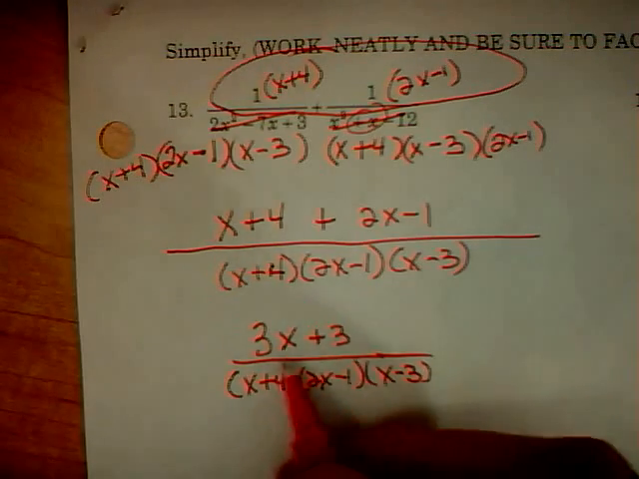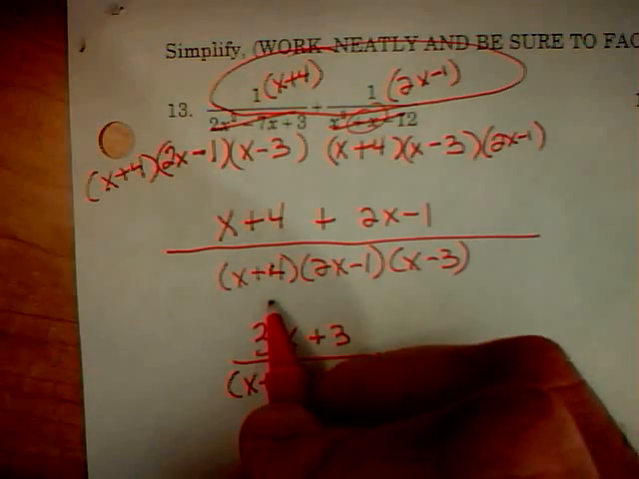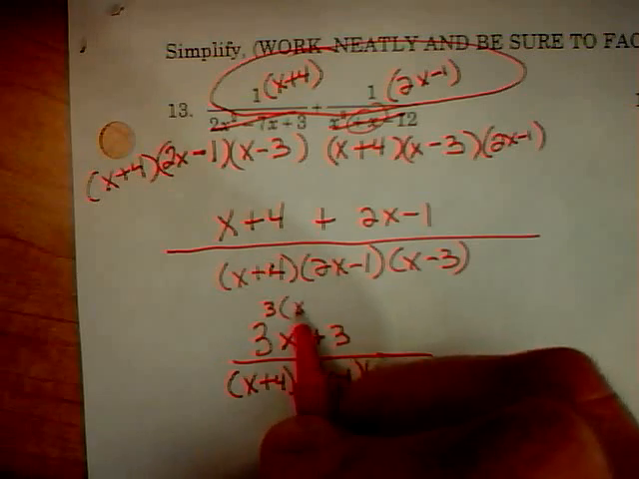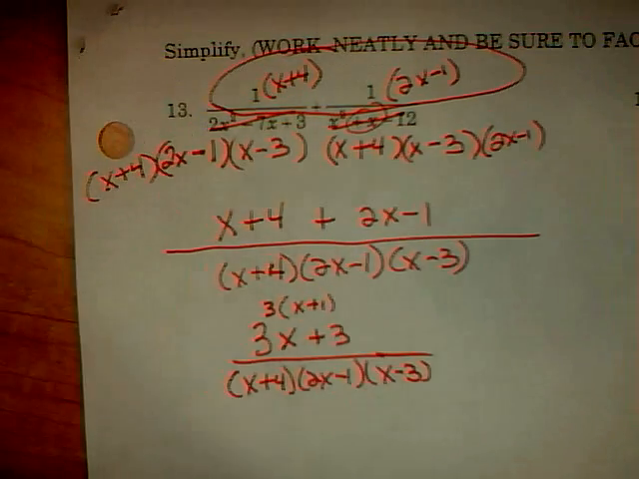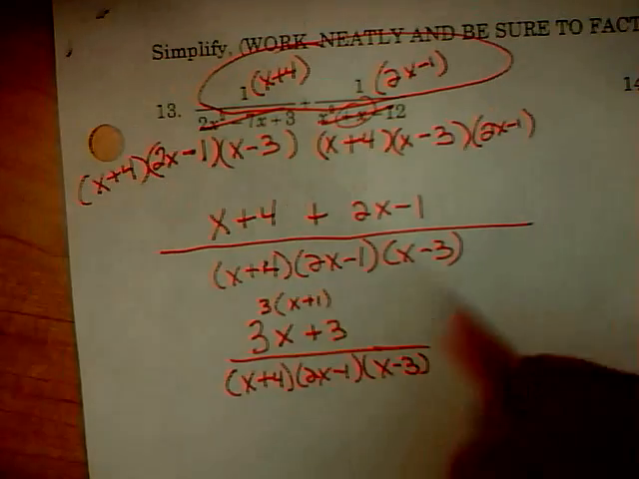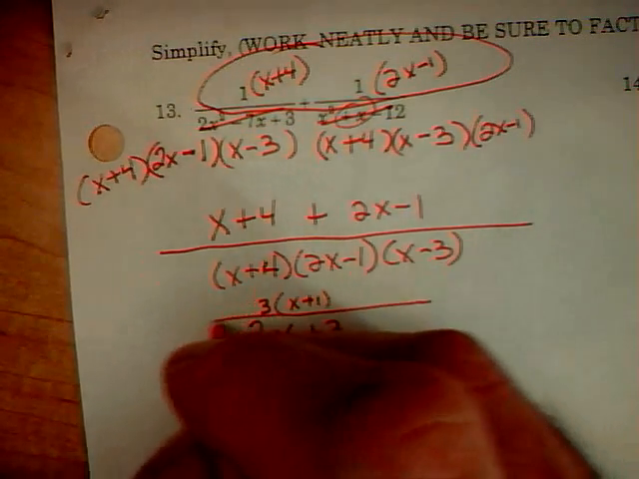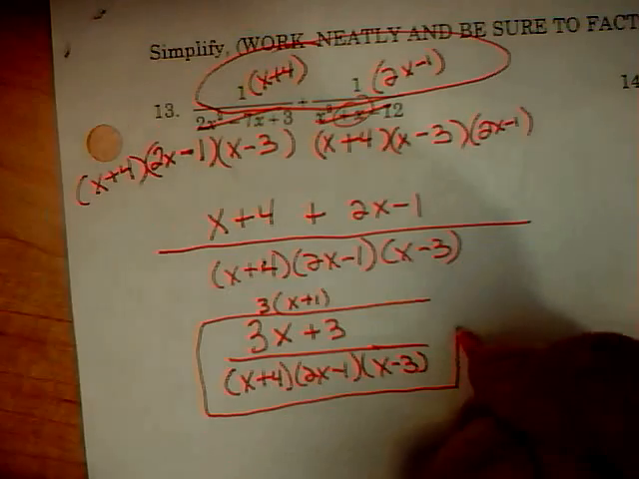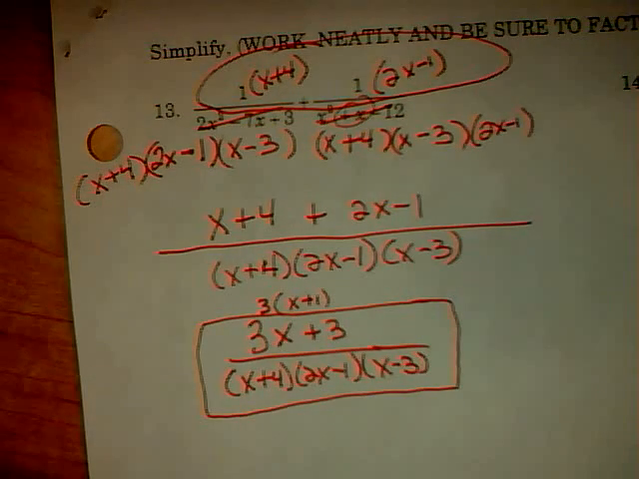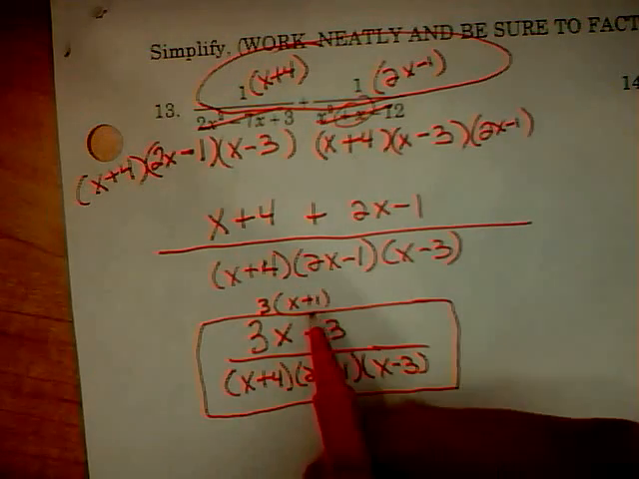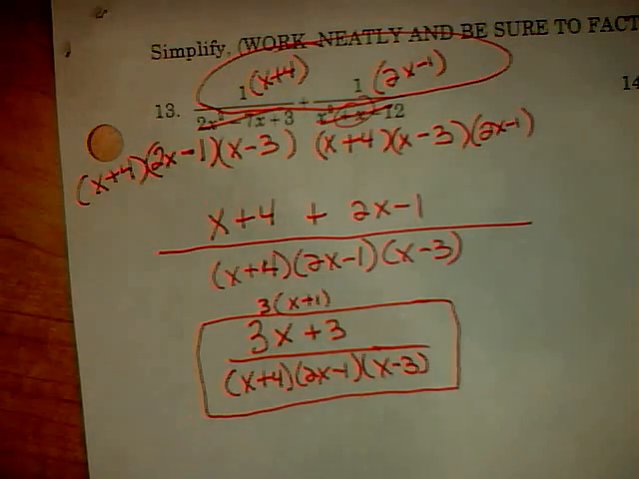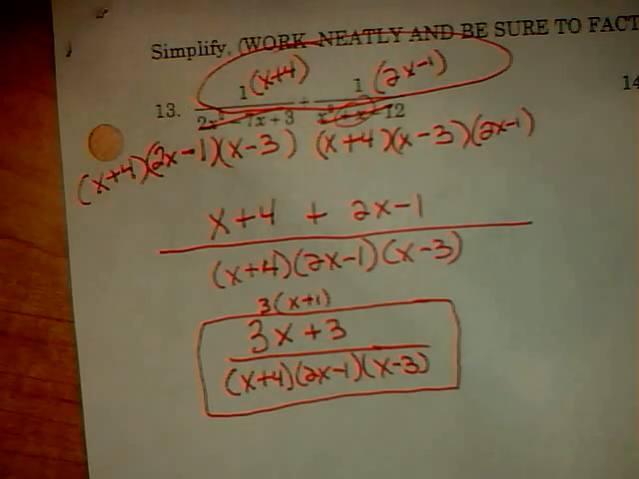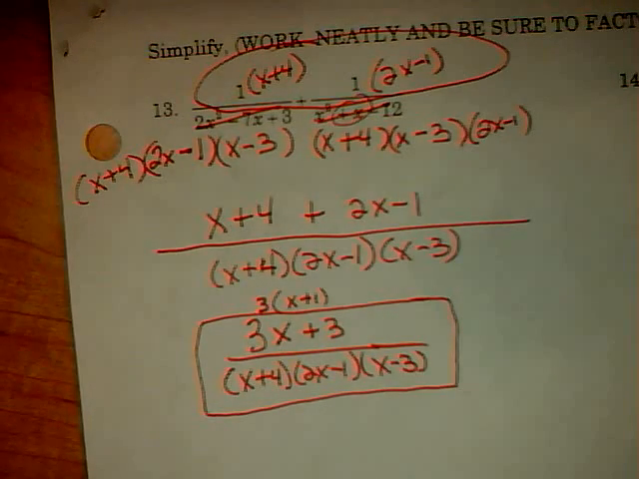Now, we should see if we can factor this, and we can. You can take a 3 out, which leaves you with x plus 1. But it doesn't appear that x plus 1 can cancel. So we can go ahead and leave our answer as 3x plus 3 over a common denominator, or you could write it as 3 times x plus 1. Whichever one works for you, I will accept either answer. Okay.